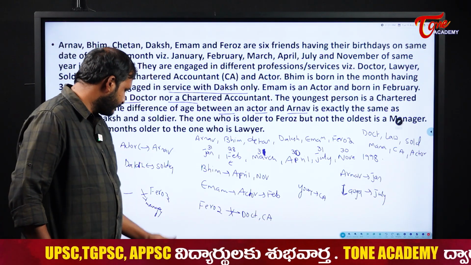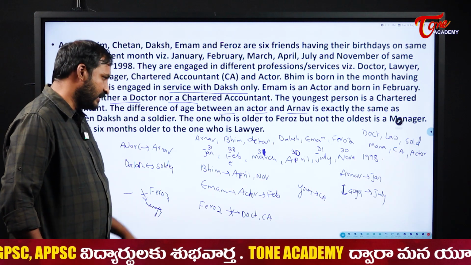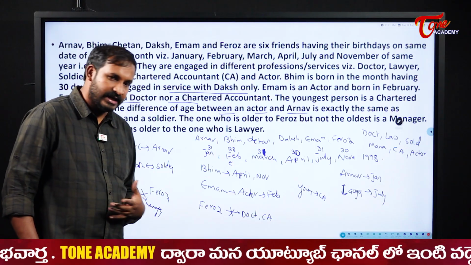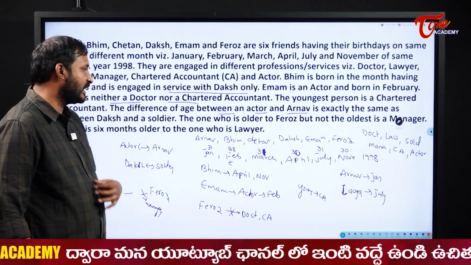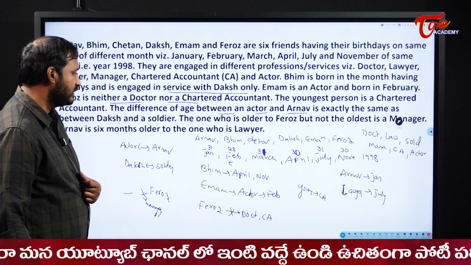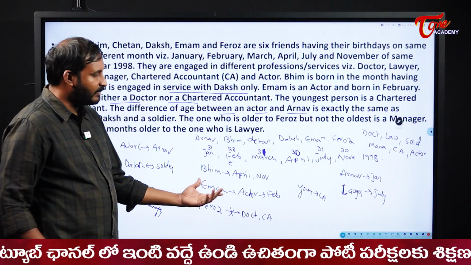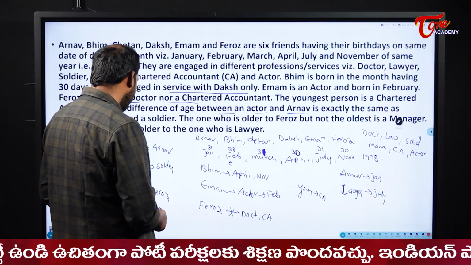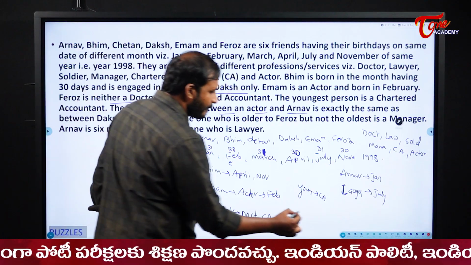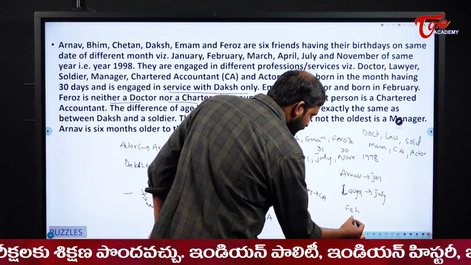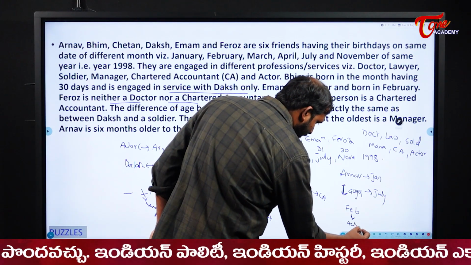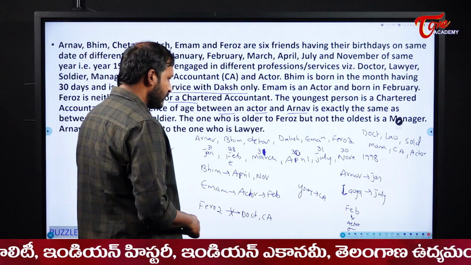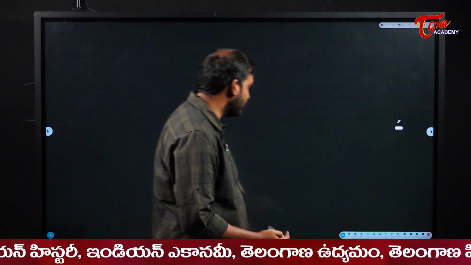Now see here. Before Feroz, I will have a manager, and before him also there is one more person. So how can we arrange it? From where can we start assuming things here? February is gone for Imam and actor. The youngest is a CA. So where can I write? I will take an additional slide and try to put it together.